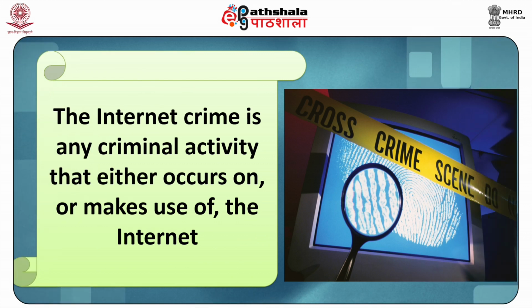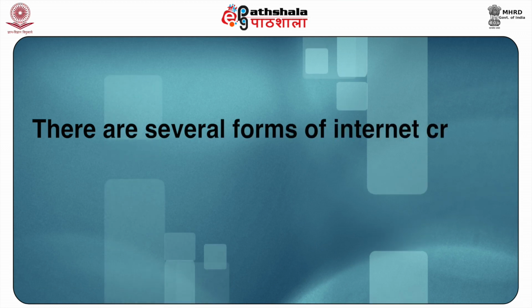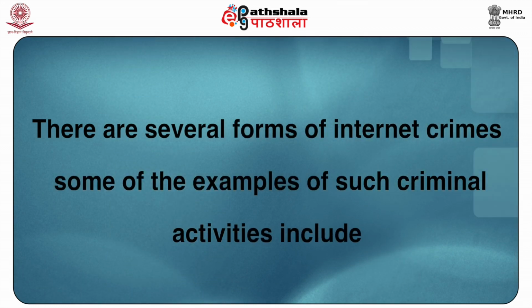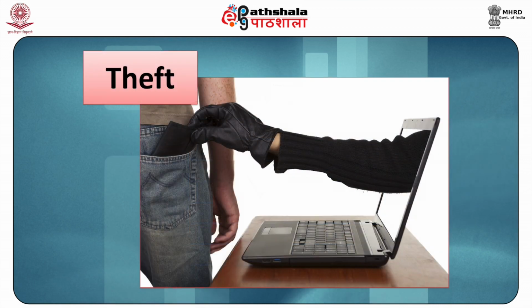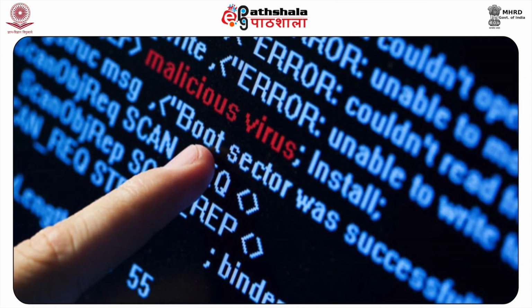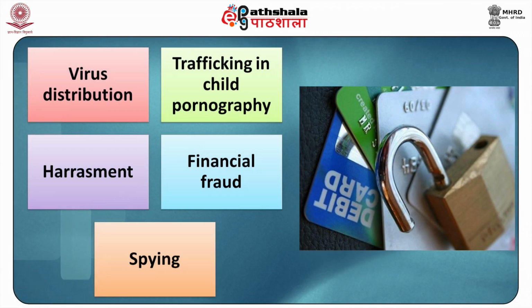As defined by Dunn, Long, and Casey, internet crime is any criminal activity that either occurs on or makes use of the internet. There is a large variety of internet crimes such as cyberstalking, spamming, spoofing, etc. There are several forms of internet crimes. Some examples of such criminal activities include stalking, theft of copyrighted information, hacking, virus distribution, trafficking in child pornography, harassment, financial fraud, spying.